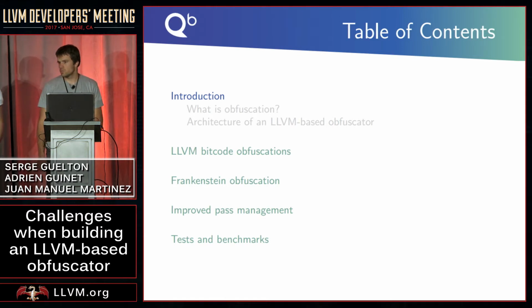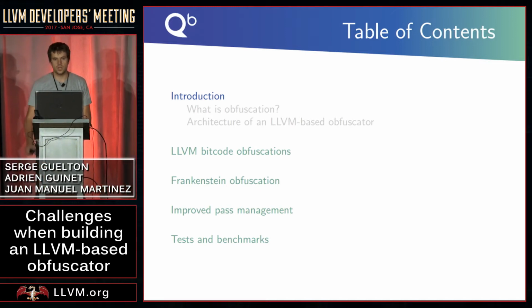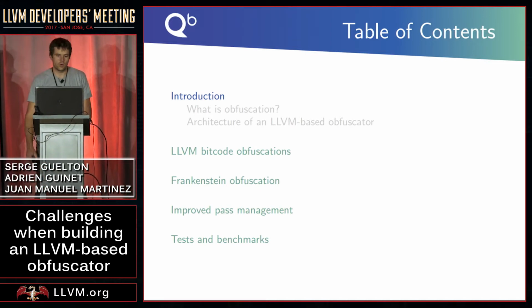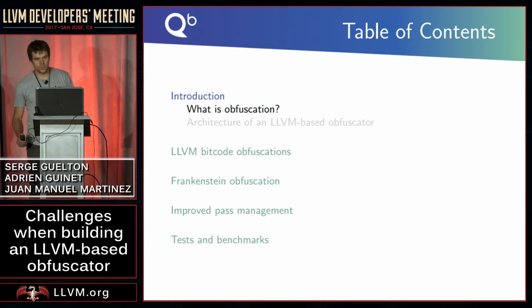Adrien is then going to present a more advanced obfuscation that reveals some limits of LLVM or of our approach. And then, because we wanted users to take control over the compiler, we had to improve the pass manager, or the way you can schedule passes in LLVM, and we're going to share this with you. And then a few things about testing and benchmarking a code obfuscator. So let's start with obfuscation.